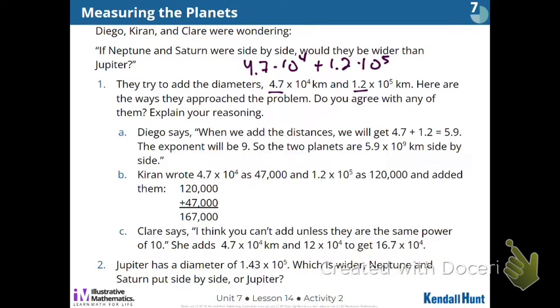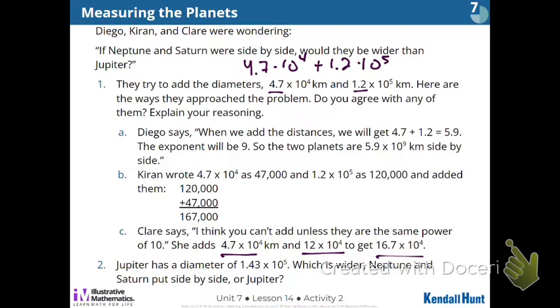Okay, so let's look at Claire. Claire added things together and got the same answer as Kieran. How did Claire do it? And maybe instead of saying why can't Diego do it, how did Claire make it happen to get the same answer, Ivy? She changed them to the same. So just like my 4x plus 2x is 6x, she's saying 4.7 of these and 12 of these equals 16.7 of these.